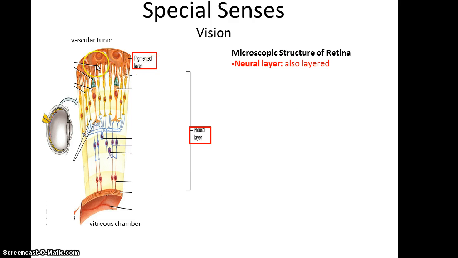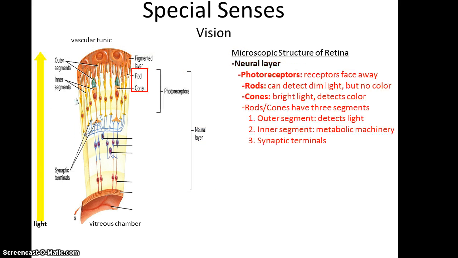So let's look at that. Here's the pigment layer, and on top of that is all these nerves that then open up to the vitreous chamber. So you got a small pigment layer and a large neural layer. The neural layer itself is also layered. It's composed of a number of different kinds of cells.